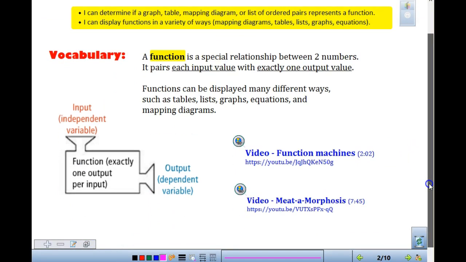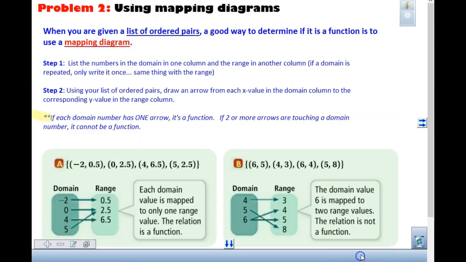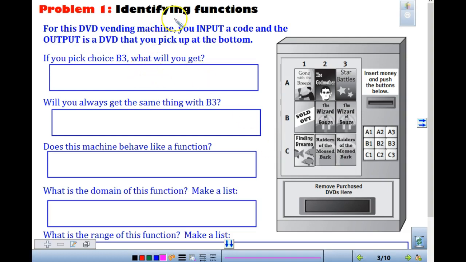So when we are thinking about this, as you take a look at that next part down in your notes, if we are looking at a function, input and output is what we're looking at. In order for something to be a function, it needs to be unique. So here's a DVD machine. Your input is the code, your output is the DVD that you pick from the bottom.